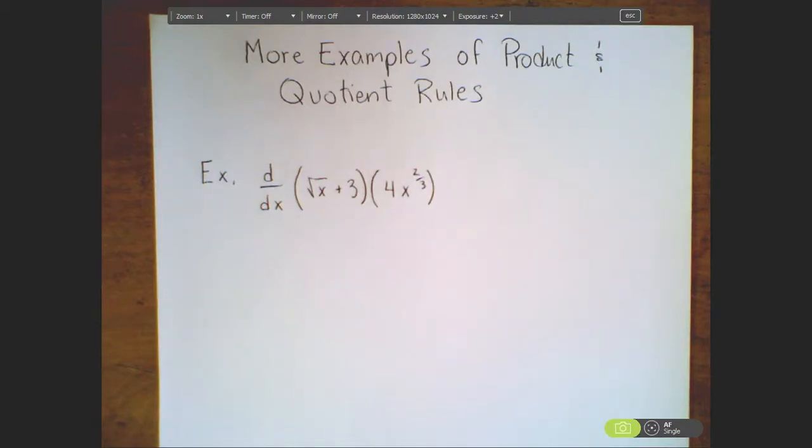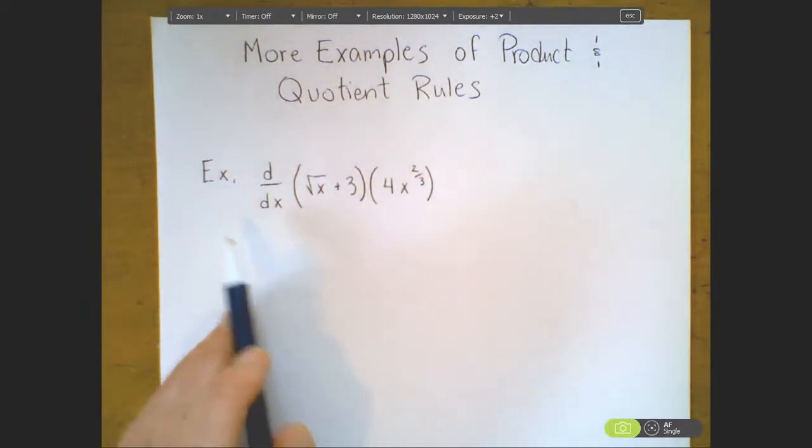Next, we're going to take a look at some more examples of product and quotient rules. One of the things that you'll notice is that with product and quotient rules, we are going to be practicing a lot of the skills that we already used, looking at power rule and some of the other derivative rules that we've already seen. So all of this is just building on itself.